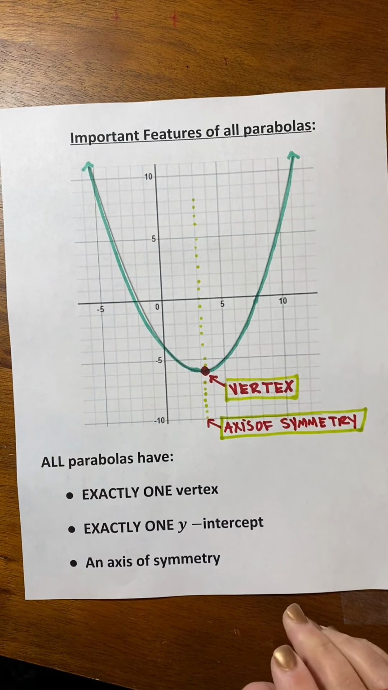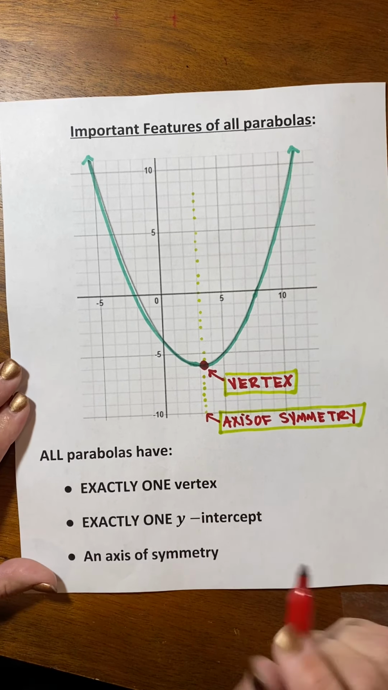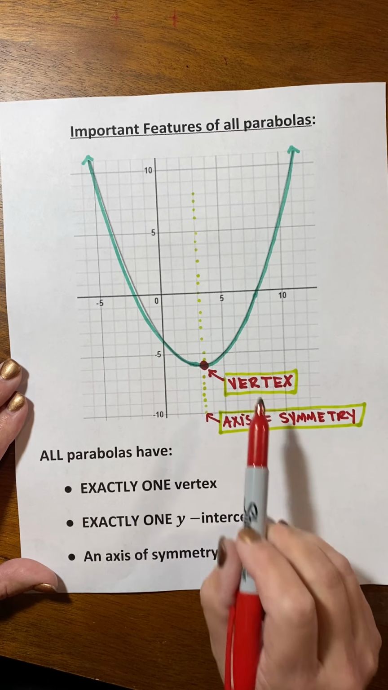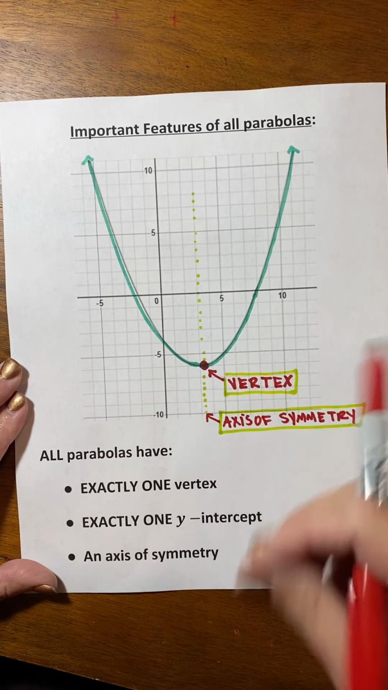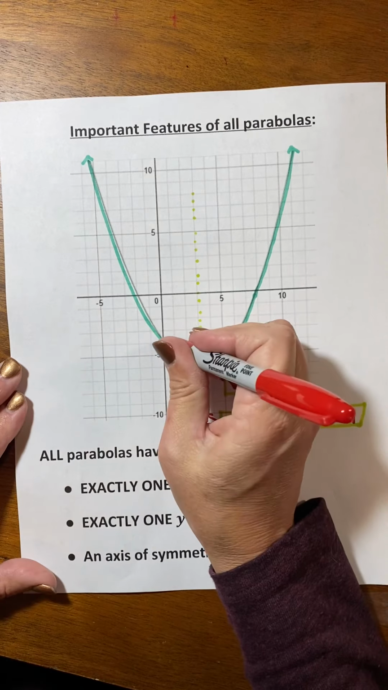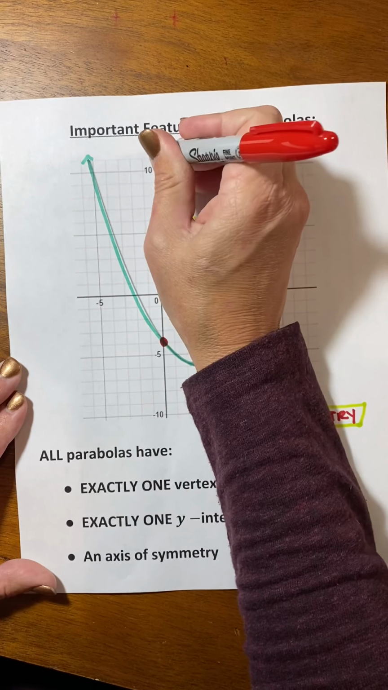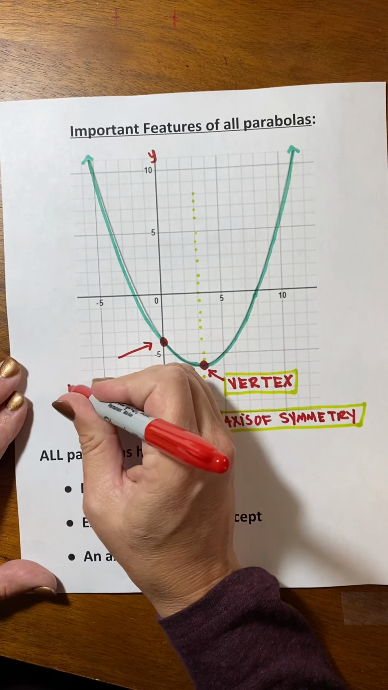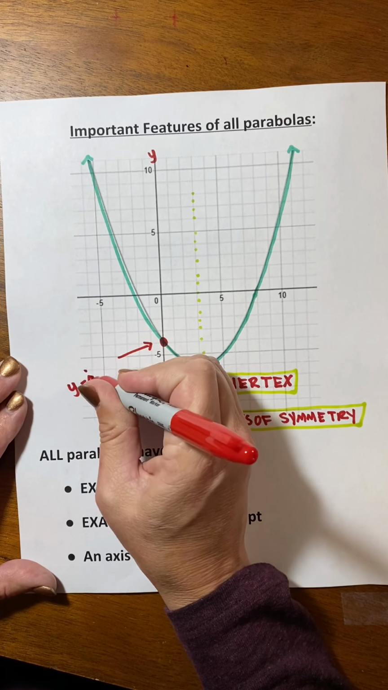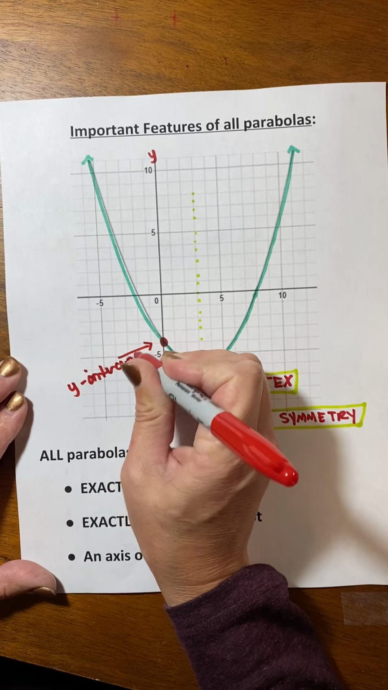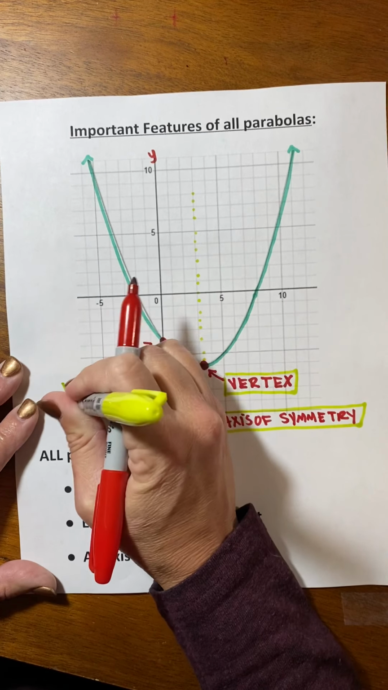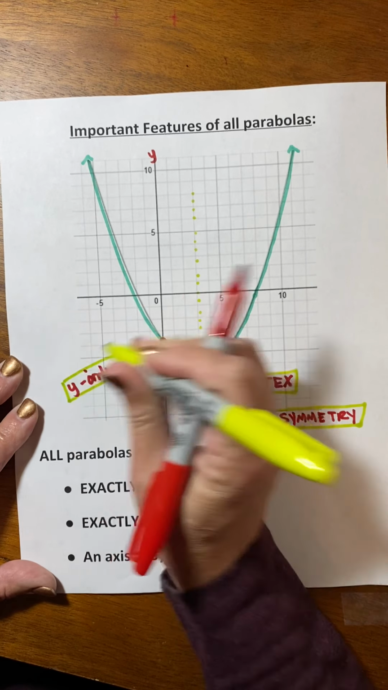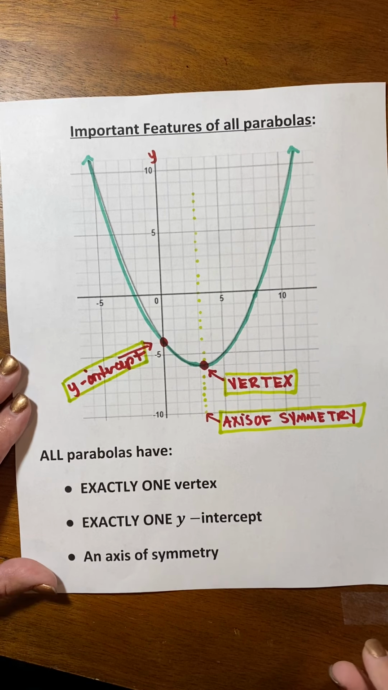It's called the axis of symmetry. So all quadratic functions have a vertex. All quadratic functions have an axis of symmetry that we can identify. Also, all quadratic functions, here's my y-axis, all quadratic functions cross the y-axis. And that's called the y-intercept. All quadratic functions have exactly one y-intercept.